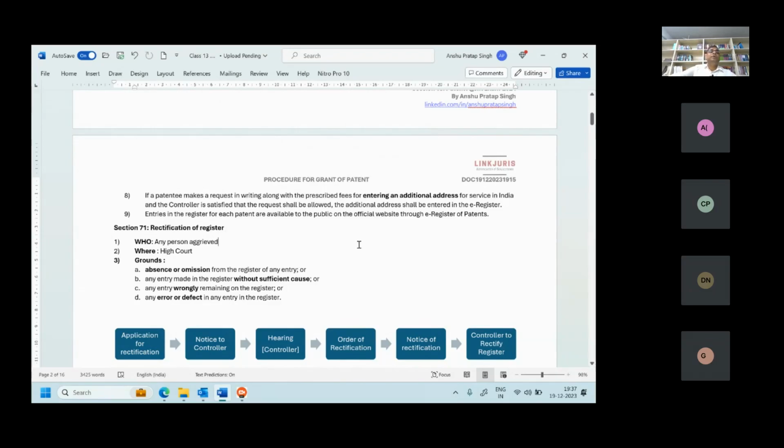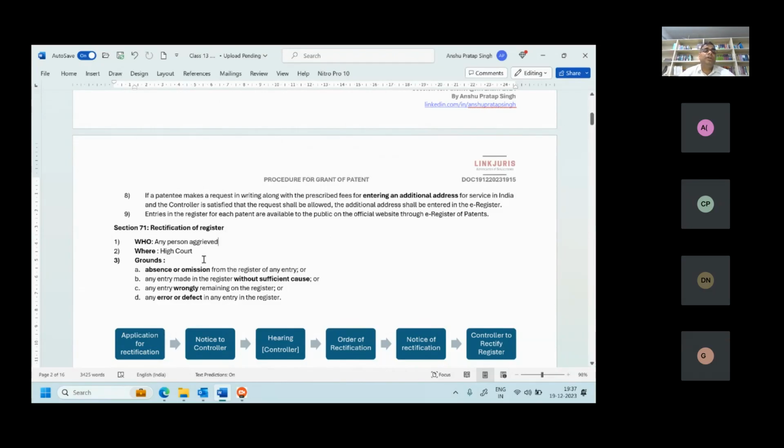Now, for rectification of the register, anyone can apply. How is rectification of the register done? Who can apply? Any person who is aggrieved. Aggrieved means one who is concerned, who is troubled because of the wrong entry in the register. Where can one go for this? You can go to the High Court.